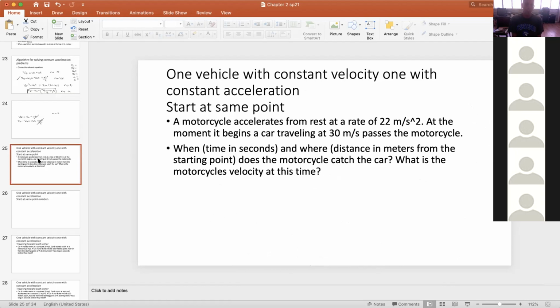This problem is going to demonstrate something really, really important for when we get to projectile motion. So in this problem, imagine that you're on a motorcycle and you're getting ready to shoot off the line, right? So you're getting ready to give it gas. And right as you give it gas, a car comes flying by that has constant V. So right as you take off, the car takes off.